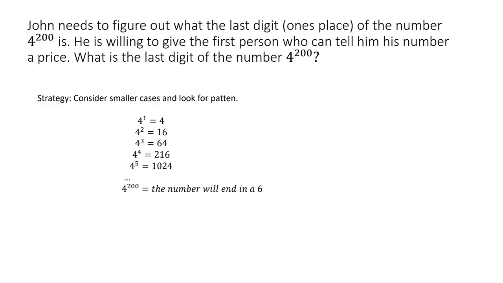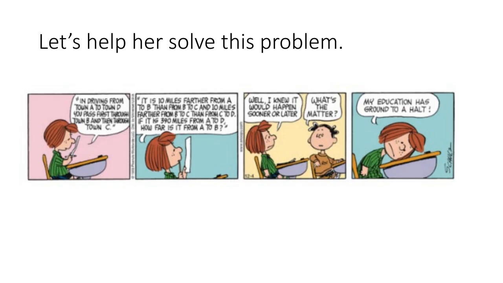All right, so let's go to another problem. So here we have a cartoon. It's a little bit hard to see, so I'm gonna read it, but let's help her solve this problem. So it says, in driving from town A to town D, you've passed first through town B and then through town C. So she's okay. It is 10 miles farther from A to B than from B to C, and 10 miles farther from B to C than from C to D. If it is 390 miles from A to D, how far is it from A to B?